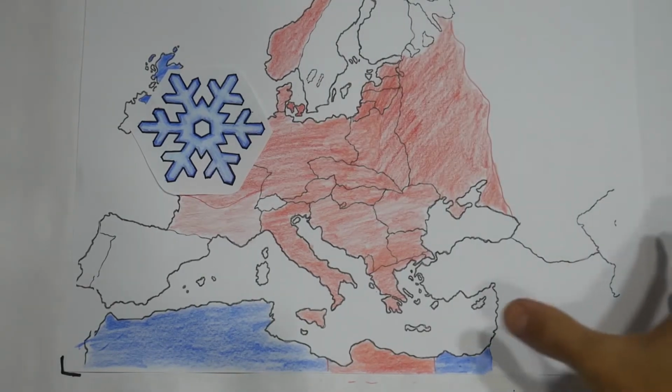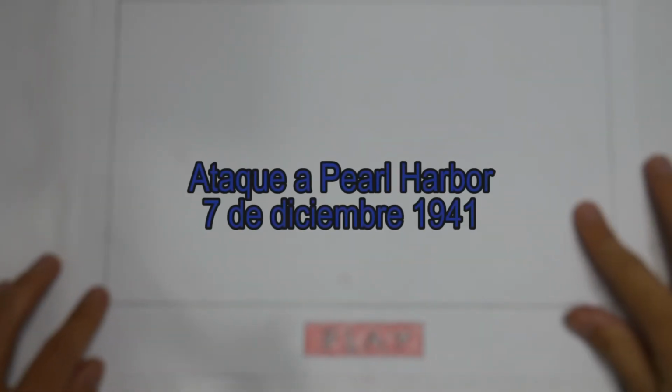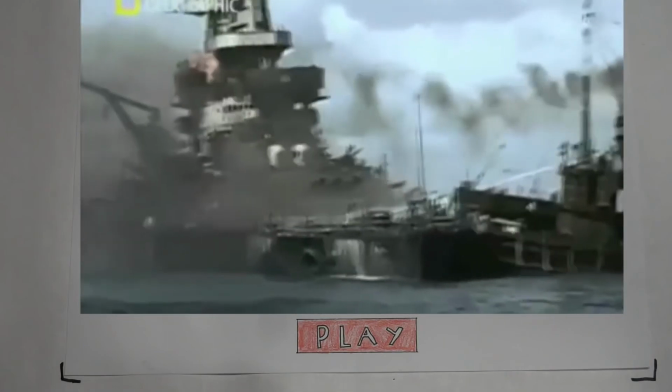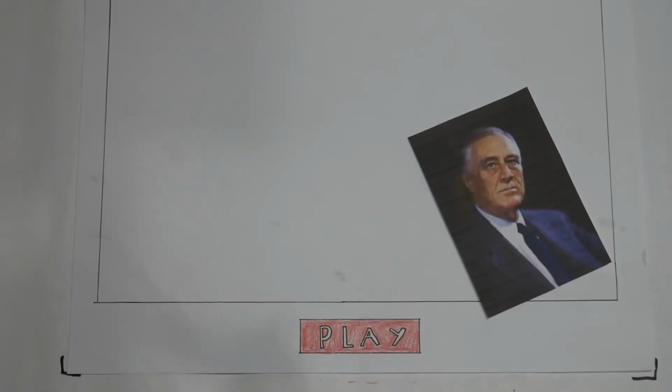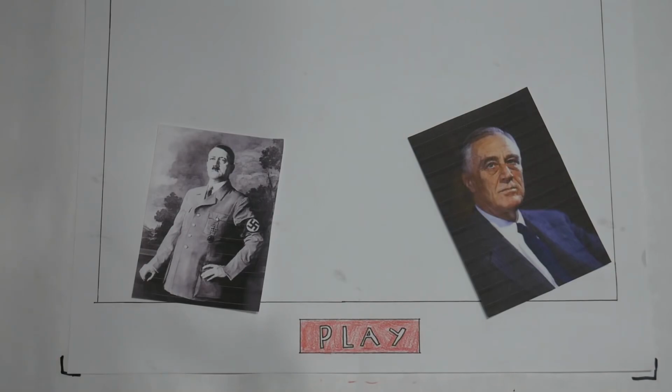The United States joined the war following the Pearl Harbor attack in December 1941. With this, a new war front opens in the Pacific Ocean, a front that we will see in more detail in another video. But what matters to us is that with this, President Franklin Roosevelt declares war on Japan, allied with Germany. So Hitler, still confident and proud, declares war on the United States.